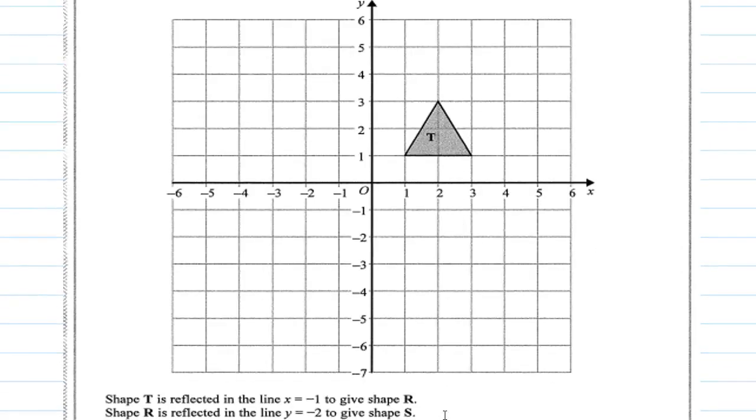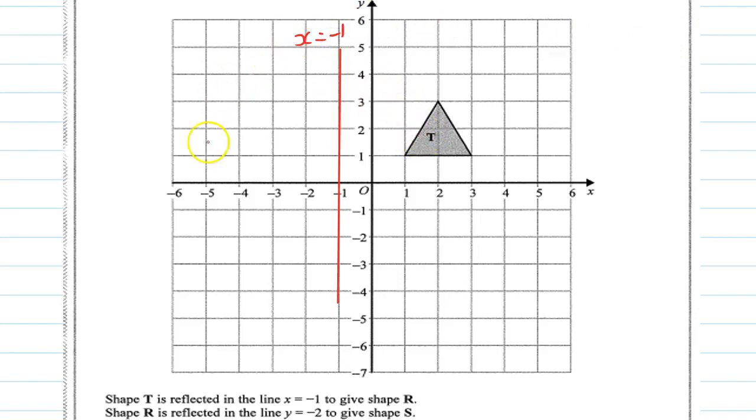Question number 7. This is triangle T. If you see, it is already there. Shape T is reflected on the line x equal to -1. So where x equal to -1, so this is the line. Okay, this is x equal to -1. So let's draw the line.